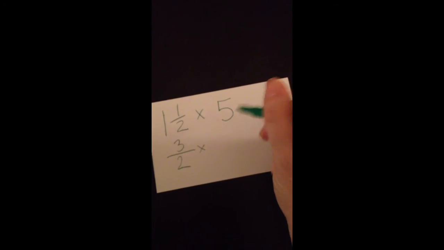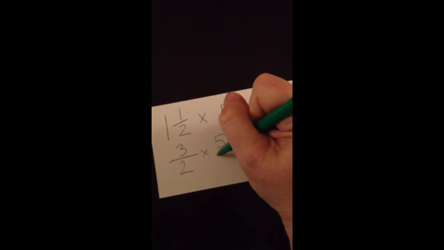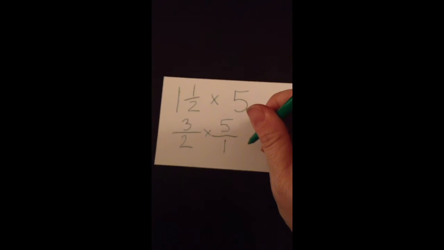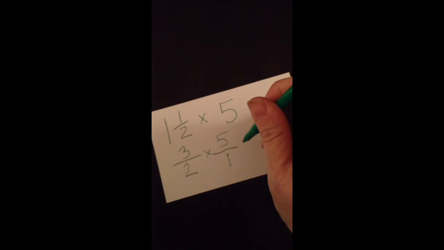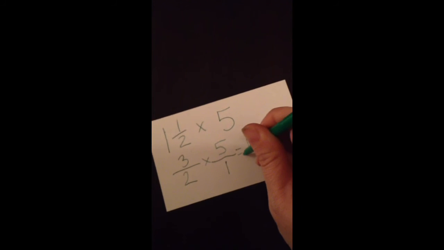times 5, which we want to change that whole number to a fraction, so we put it over 1. So now we have 3/2 times 5 over 1. Then I don't see any common factors that we can simplify out, so we're just going to go ahead and multiply. 3 times 5 is 15. And then 2 times 1 is 2.